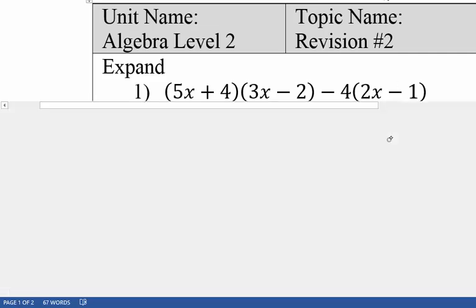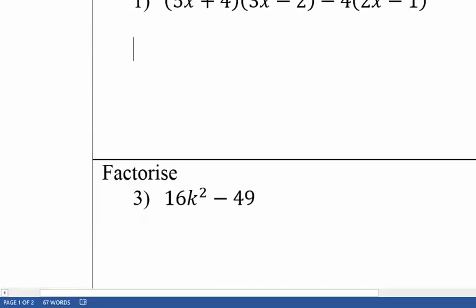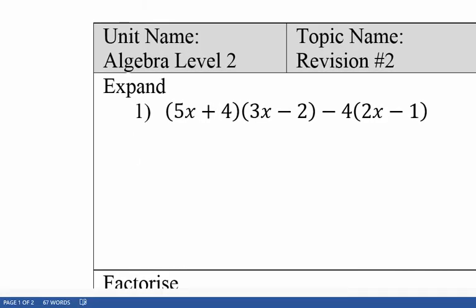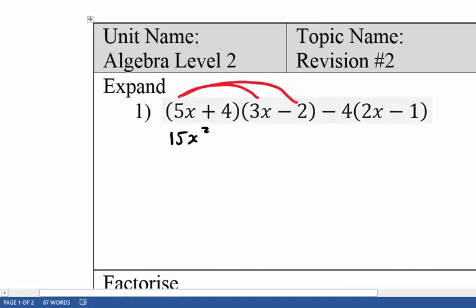So the first thing I want to do is I want to expand these first two brackets here. So I'm going to go 5x times 3x, which is 15. 5 times 3 is 15, and then x squared, because x times x is x squared. And I'm going to go 5x times negative 2. Remember that that's a negative 2. So 5x times negative 2 is negative 10x.